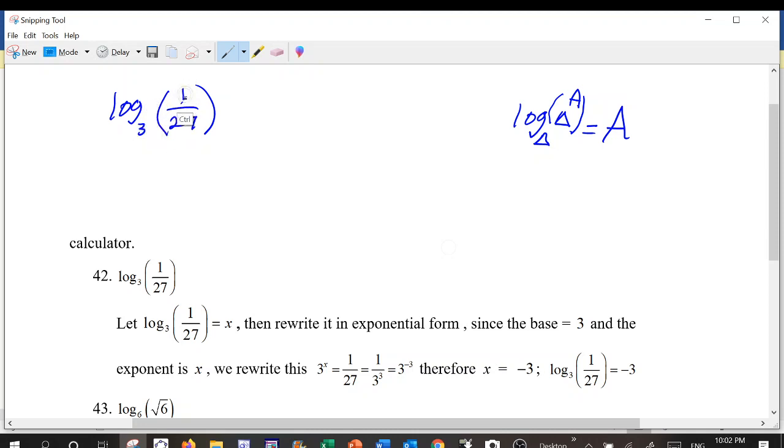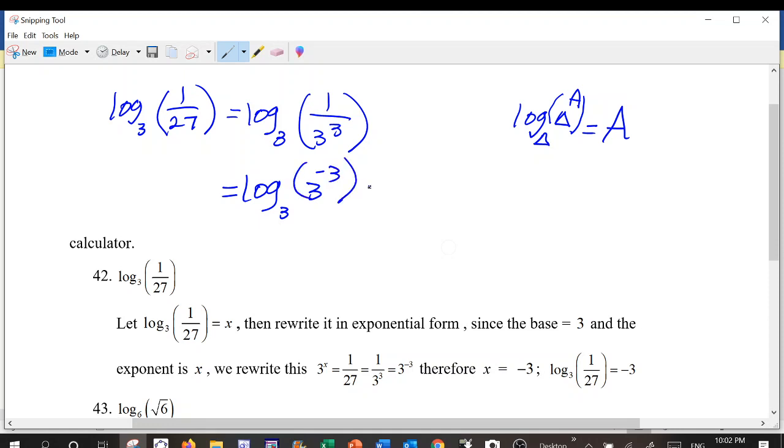So we can't do this here in this example because the argument is not given as a power of 3. But obviously you can make it a power of 3. You can make this 3 to the third power, then make the argument 3 to negative 3. And now these two are the same, so this is negative 3.